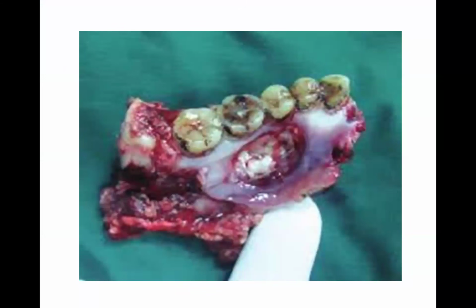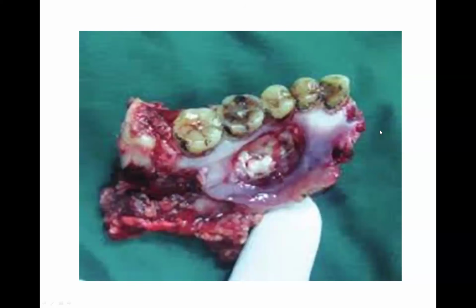Is it visible? Yes, sir, it's visible, sir. Identify it. Yes, sir. This is a gross specimen showing a mandible because I can see teeth attached to it. So this is a hemimandibulectomy specimen, sir. Okay.